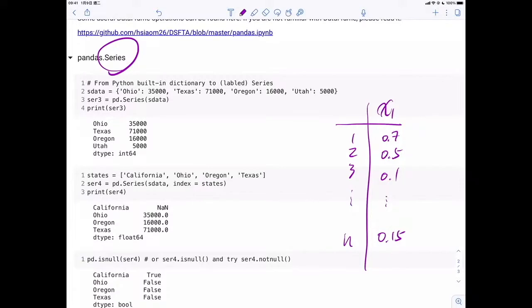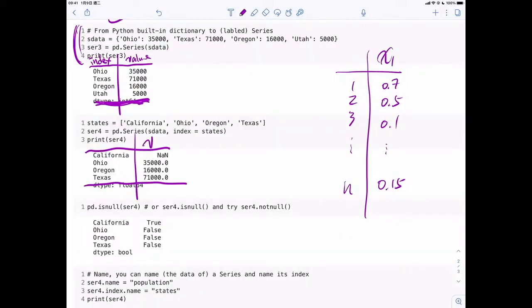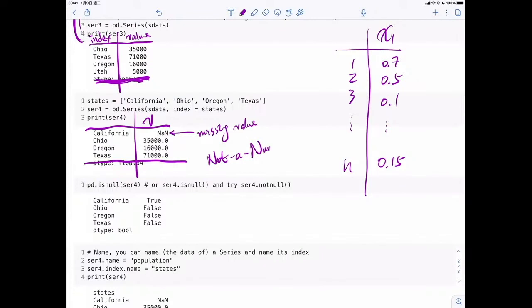You have to make sure you read some documentation and find some examples of how to manipulate the Pandas series data structure. Here's an example. You have the data, which looks like this. Basically, that is the index, and that is the value. The index is Ohio, Texas, Oregon, Utah, and the values are on the right-hand side. You can describe your data by using the Pandas series data structure. Sometimes you might have a missing value. Usually, when we analyze data in Pandas by using Python, NaN means not a number, which means nothing right there. So it is a missing value. We will talk about how to deal with missing values in a later class.